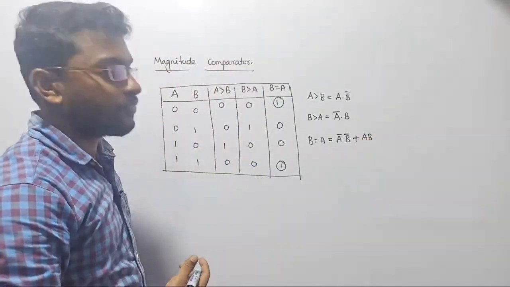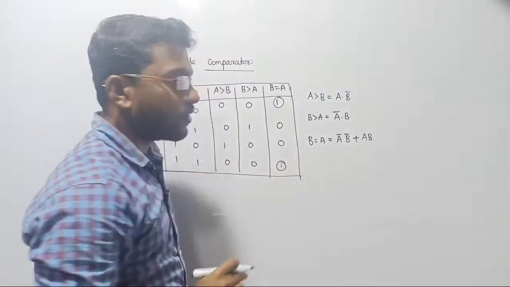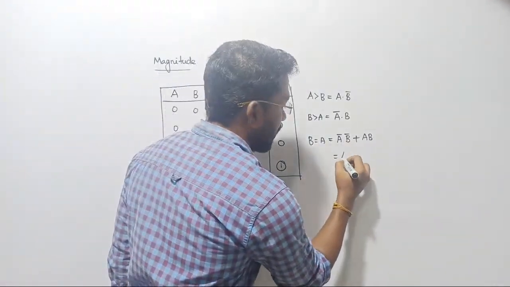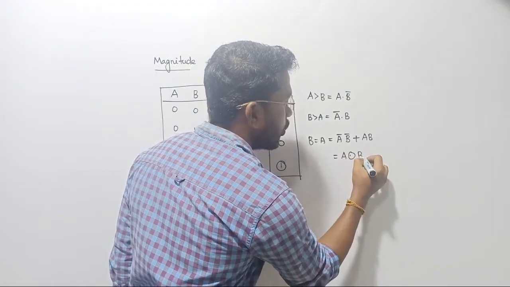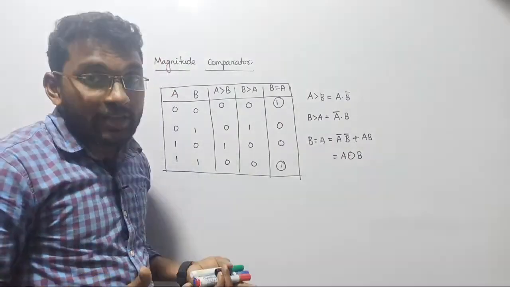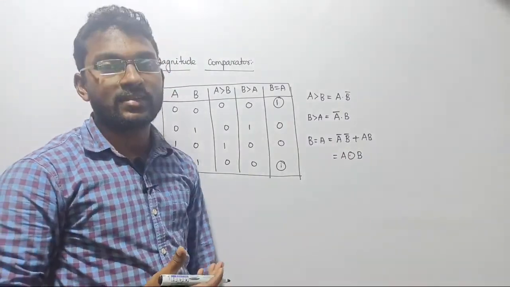Did you notice one thing? See there, A bar dot B bar plus A dot B is equal to what? A XNOR B. Do you all agree with me? That is the XNOR gate. So what is the conclusion? To receive the pizza, we have a simple logic that is called XNOR logic.